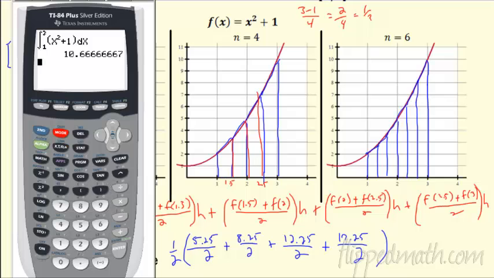let's type all these in. So I'm going to say it's 1/2 times, we've got 5.25 divided by 2 plus 8.25. This is so exciting. How close are we going to get? Plus 12.25 divided by 2 plus 17.25 divided by 2. So there it is. I know you're really excited to see how close we are. I know, it's like suspenseful here.